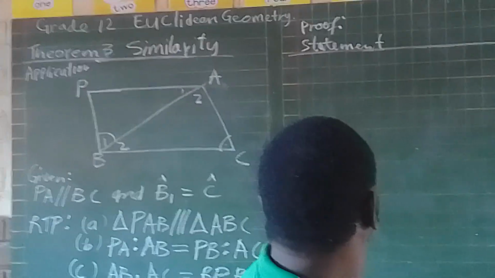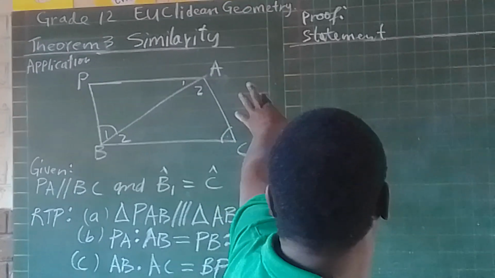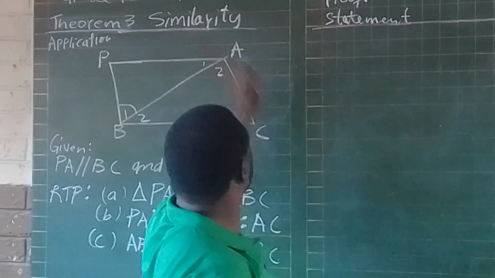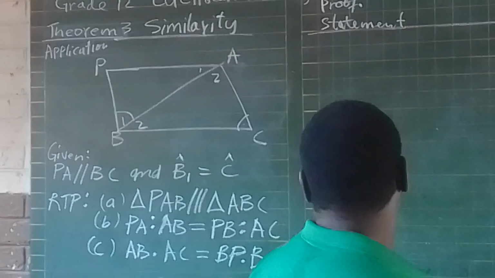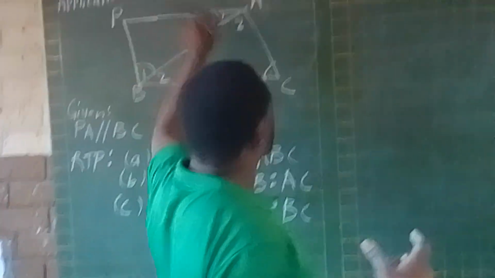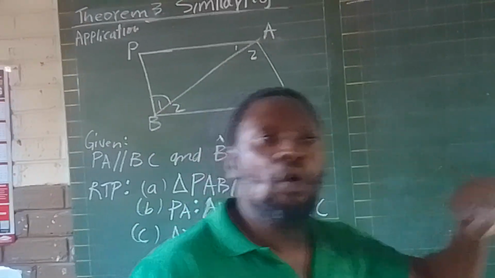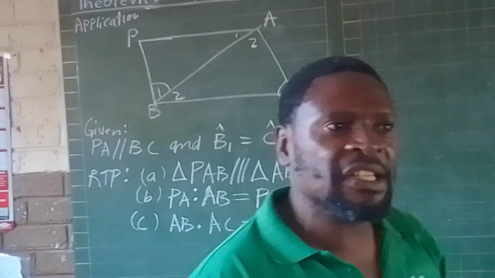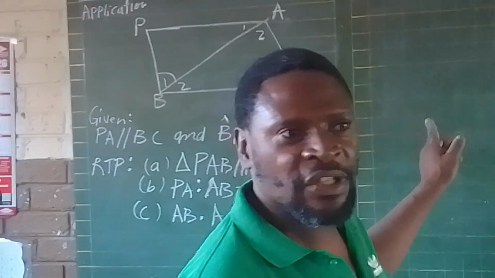I am going to do some problems that involve the application of similarity. Here we are given that we have proven the proof part of theorem 3 for similarity. You must know it off by heart, you must go and practice it. It is for exam purposes.